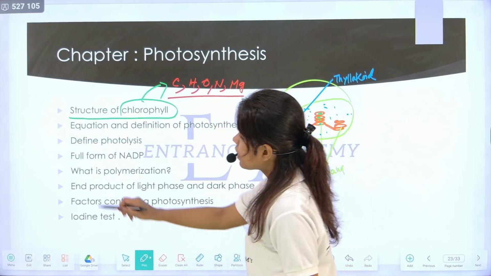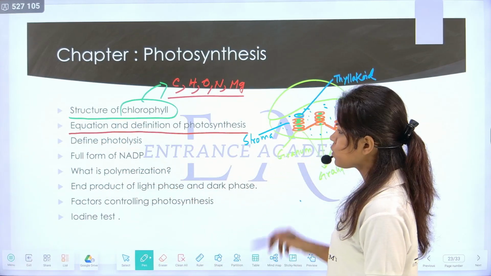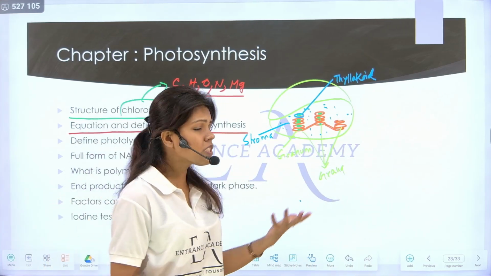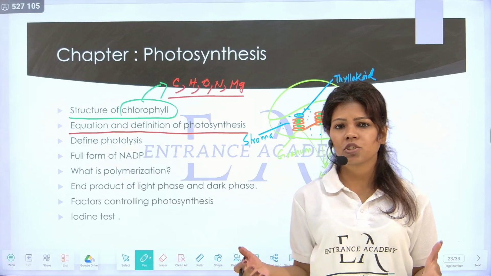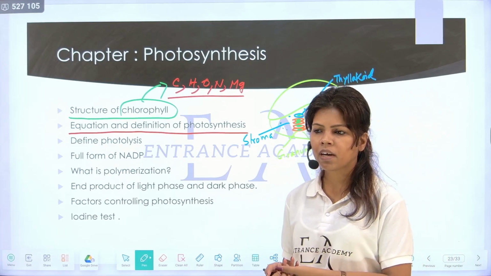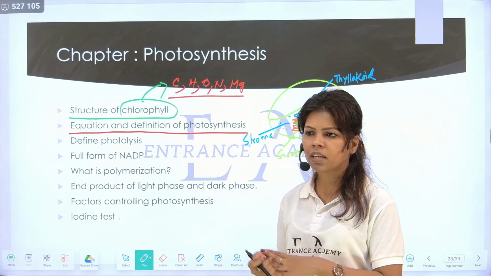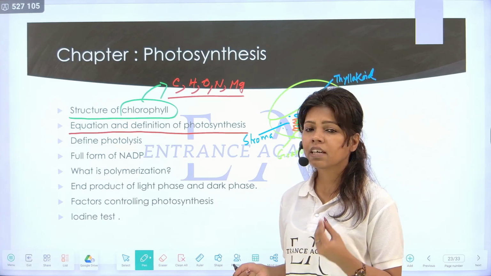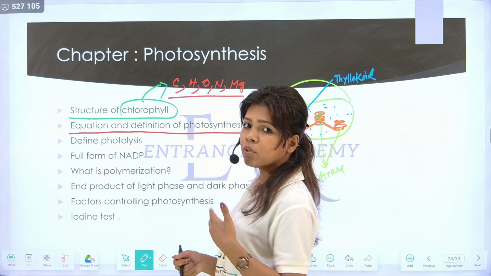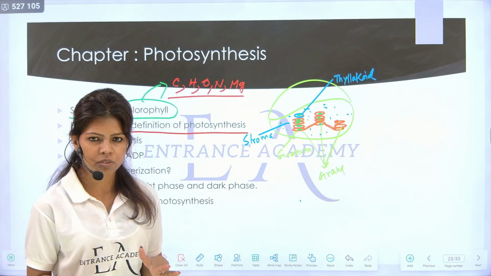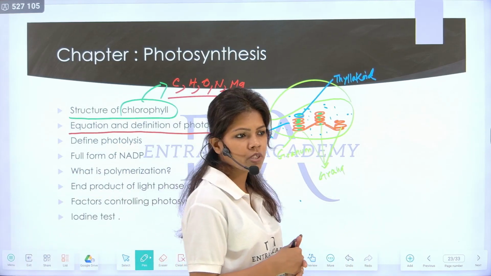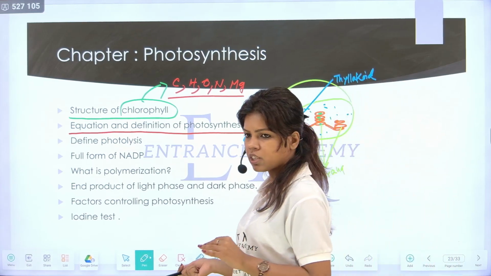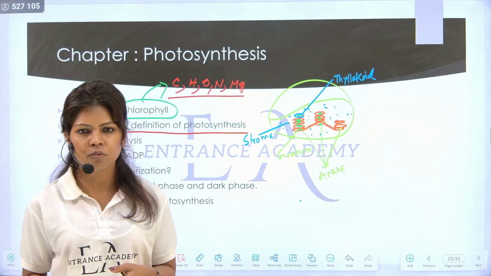Next question, equation and definition of photosynthesis. The definition of photosynthesis is very simple. It's a physiological process in plants in which the plant makes their own food by acquiring inorganic material from the environment like carbon dioxide, water, sunlight and using chlorophyll, and as a result they produce starch or you can say glucose. Along with that, oxygen gas is produced, which is liberated in the atmosphere, and some amount of water is also generated that is reused in the process of photosynthesis.